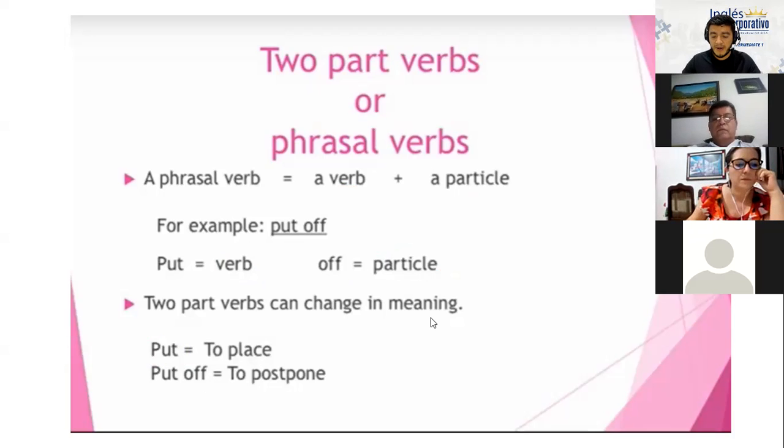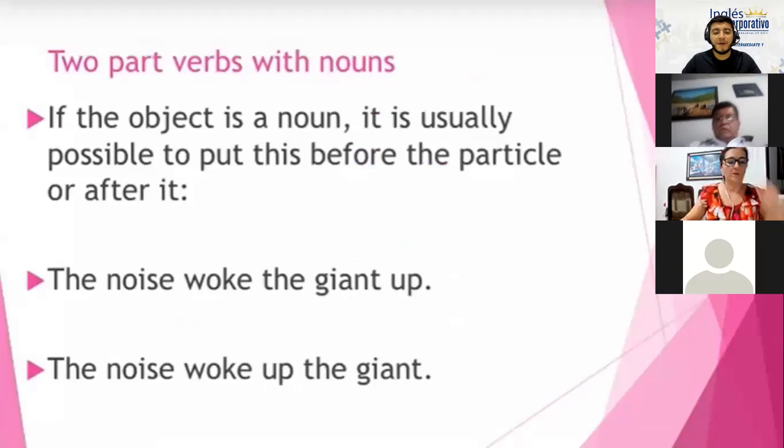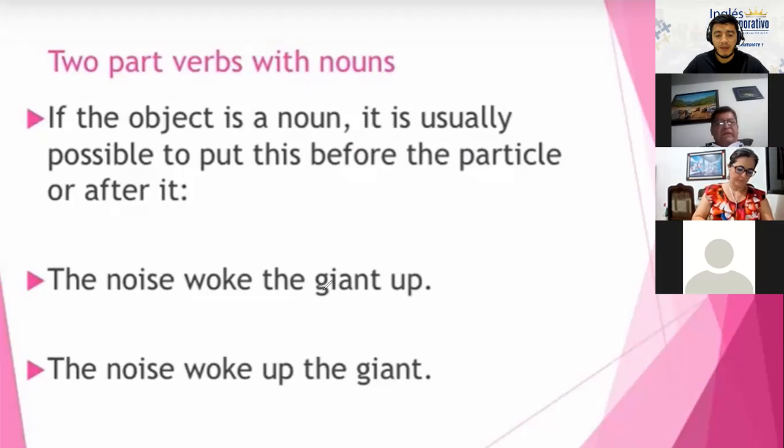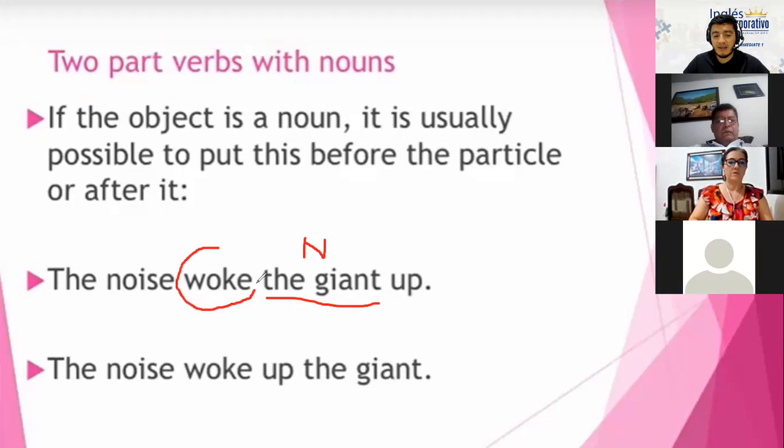Look, ya vamos a practicar, okay? Two-part verbs with noun. Eso era lo que les estaba explaining before. If the object is a noun, it is usually possible to put this before the particle or after the particle. Look at the example. The giant, okay? That's a noun, right? El gigante, the giant. Como es un nombre, lo puedo poner entre el verbo y entre la partícula. Okay? ¿Sí? Como es un nombre.